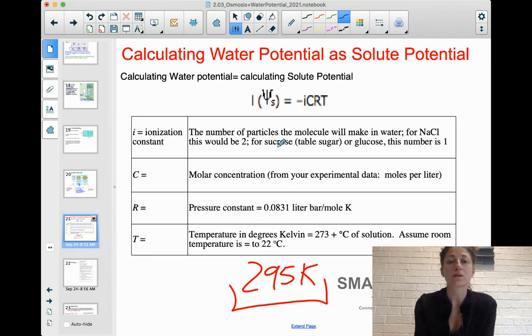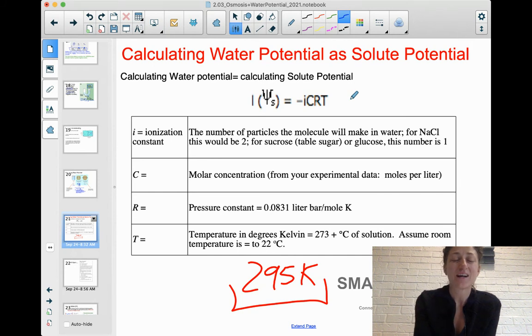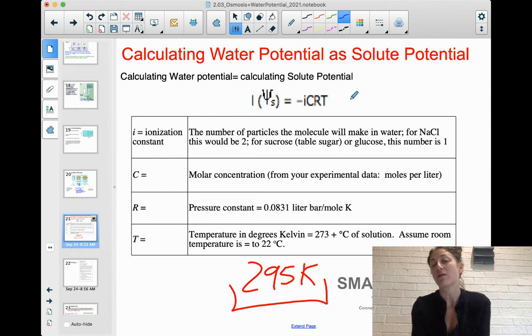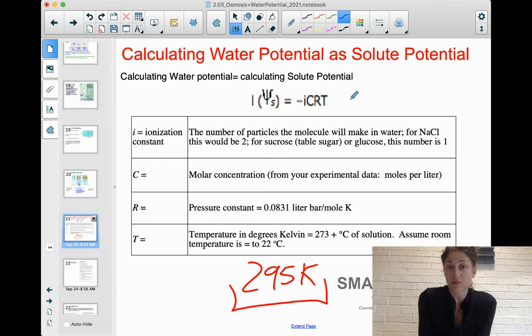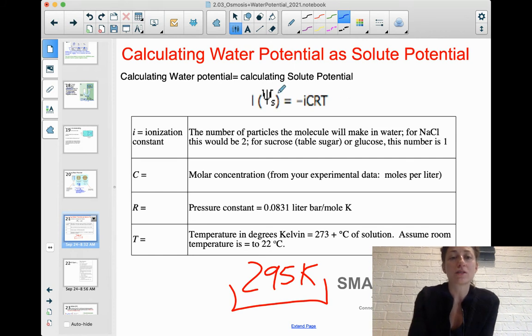So here is the long, fun solute potential formula. Remember, we are calculating water potential without any pressure. It is just calculating solute potential, right? How much solute it has. So the solute potential is equal to negative iCRT. Here are your iCRTs here. Go ahead and fill these into your notes.